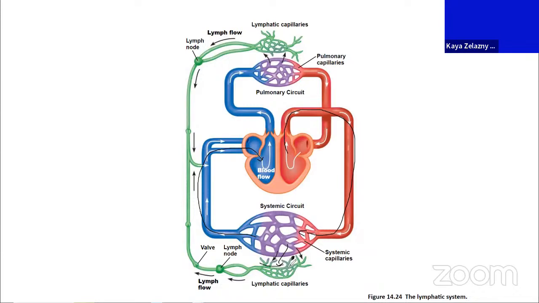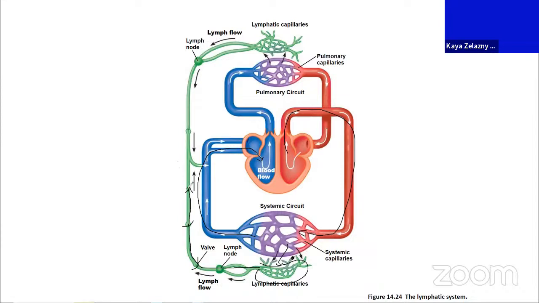We have lymphatic capillaries next to our normal capillary beds from the systemic circuit. They have tubes, the lymphatic veins. That's what we refer to these as, right? So the lymphatic veins also have valves, just like our normal veins did.